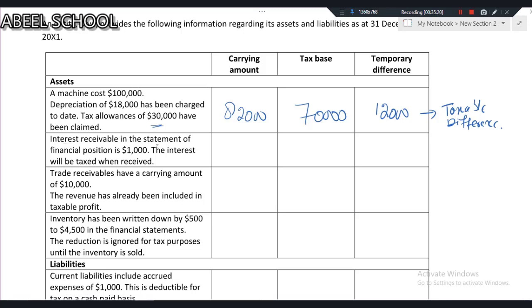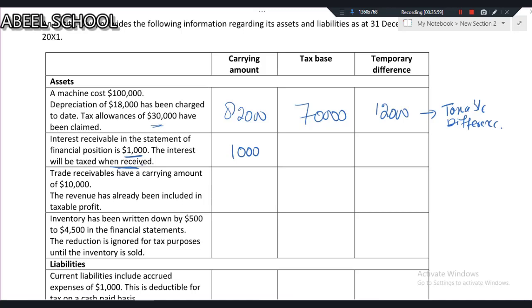Interest receivable in the statement of financial position is 1,000. The interest will be taxed when received. A very important point. Tax people will take tax on this interest, but not now. They will take interest, but when it is received. The interest will be taxed, but when? When it is received. It means right now it is not received, it is receivable.